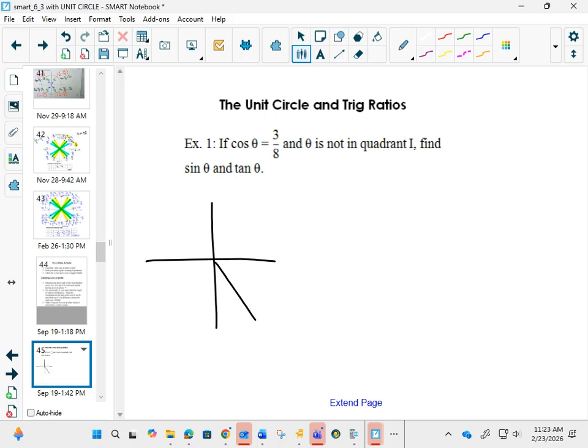How do we use our cast rule to determine that? Well, we know that cos is positive according to our cast rule. That's either 1 or 4. And since it's not in 1, it has to be in 4.